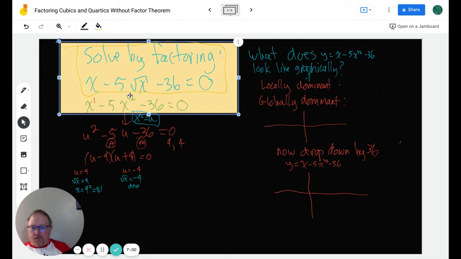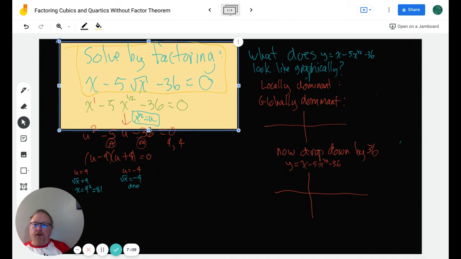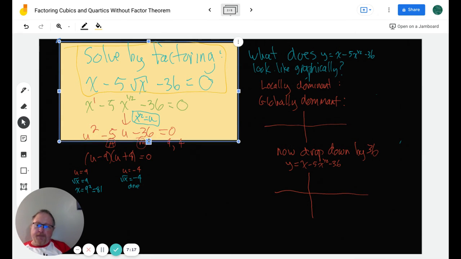So I want to get the middle term to be u. Okay, that x to the 1/2 needs to be u. So what do I need to do? I need to set x to the 1/2 equal to u. And then I'm going to square both sides. And I'll end up with u squared minus 5u minus 36. So you're always going to be factoring things in terms of u squared, u, and constant, always. And all you have to do is look at that middle term and set that equal to u. Okay, so that's another nice easy one.